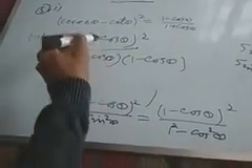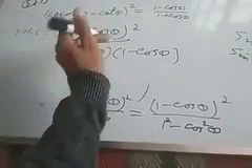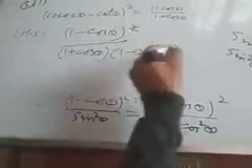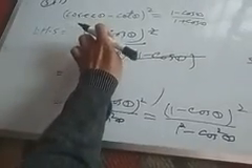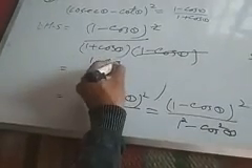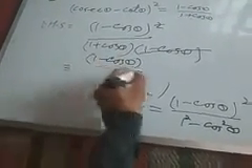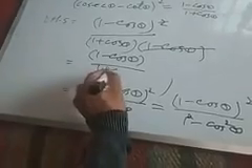Now this is 1 minus cos theta ka whole square. One of the factors will be cancelled with this 1 minus cos theta. So what you will get: this is 1 minus cos theta ka whole square, yahan pe square hai to ek vahin pe rahega, 1 minus cos theta. One of the factors will remain, divided by 1 plus cos theta, equal to the right hand side.